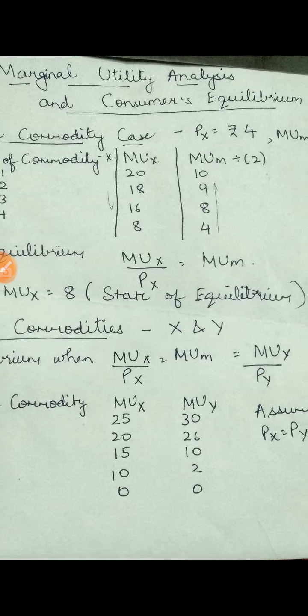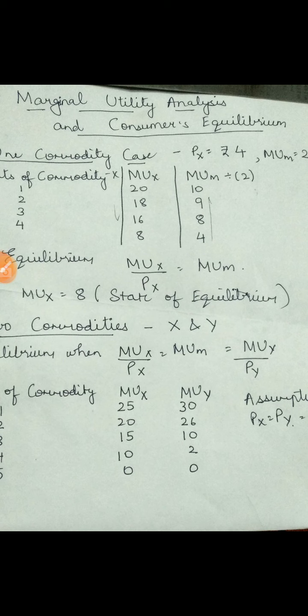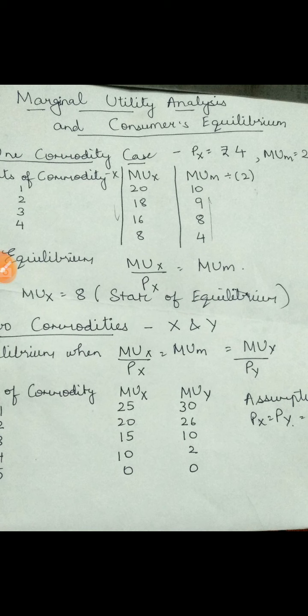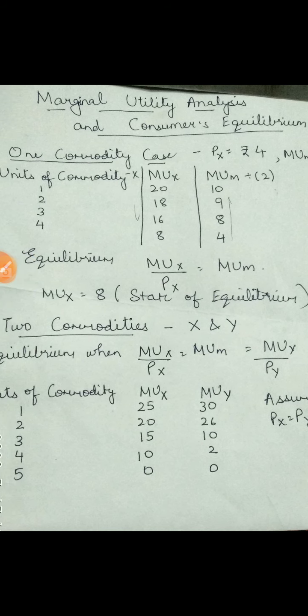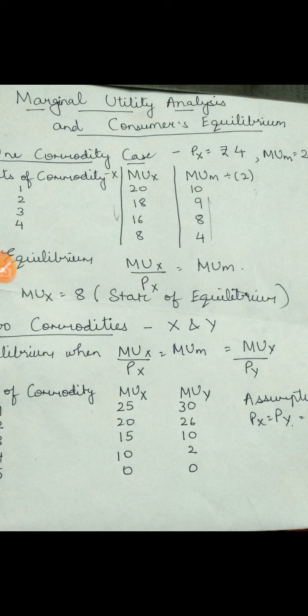So over here we have to find out when the consumer is in the state of equilibrium. When it is in the state of equilibrium, I have written: marginal utility of x divided by price of x is equal to marginal utility of money. So when both of these are equal, only then we can say the consumer is in the state of equilibrium. So in this case, when we are having 4 units of commodity, at that time the marginal utility of money is equal to 4 utils, isn't it? So that is why we can say that marginal utility of x is equal to 8. In that case we can say the consumer is in the state of equilibrium.